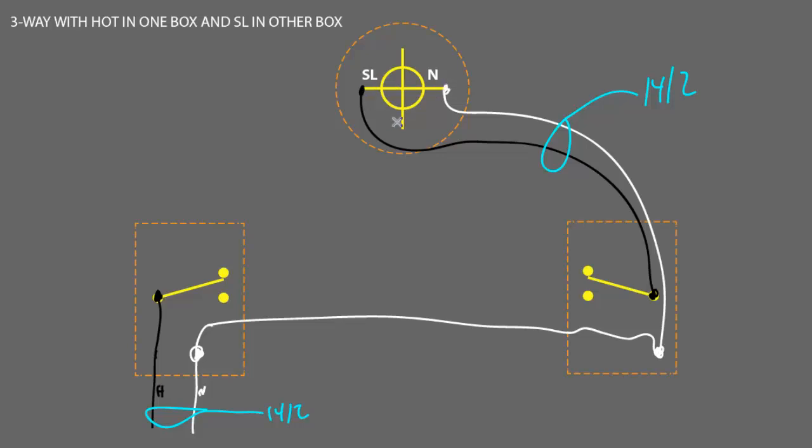Now it needs to get power. So for me to get power, I need to go from this box to this box. How am I going to do that? Well, I'm using a 14-3. So in a 14-3, I have a red wire and a black wire left.